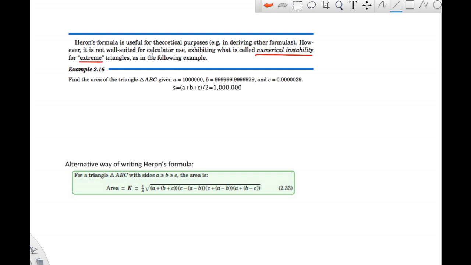So what I mean is we're going to look at a triangle that has a side length of almost 1,000,000, and then a tiny side. So an extreme triangle is when we have two sides that are almost like this, and then the base is like right there. Here I have calculated the semi-perimeter, but I wanted to take a look at that to make sure that we're okay with that.